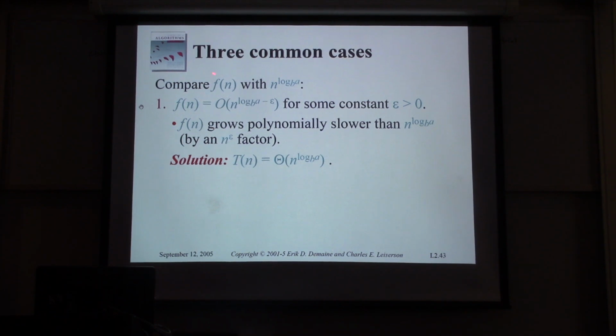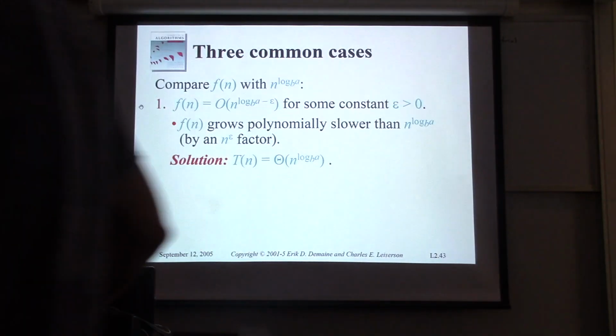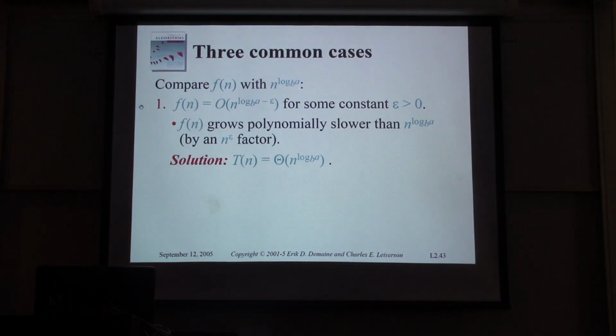Compare the actual work at level 0 with n to the log b of a. Just trust me, n to the log b of a. If you can evaluate log b of a into a number, you'll get basically a polynomial exponent, n to some power. And what we're going to do is compare this actual work at level 0 with n to the log b of a, where a is the number of branches and b is the divisor of the size of the problem each time.